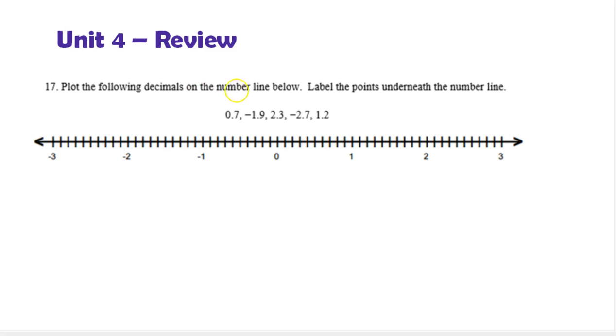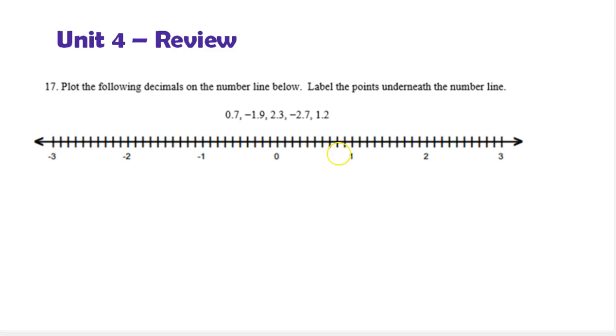Plot the following decimals on the number line below. Label the points underneath the number line. Okay, so here we're given the number line and it's broken into tenths. It's kind of hard to see that. Be thankful we didn't have to do this on our own. But we just want to get the idea of the relative place of these numbers.